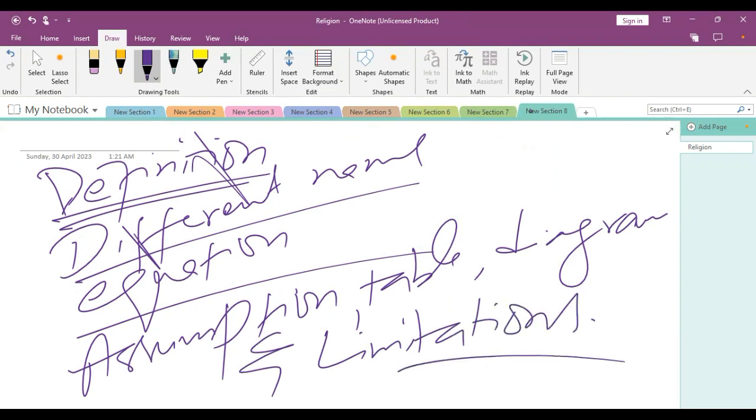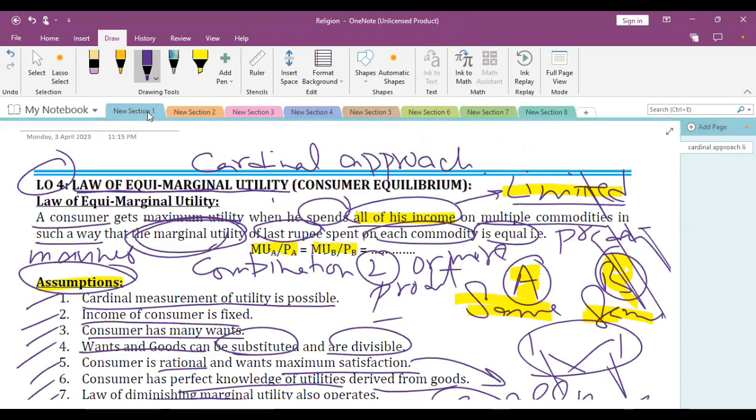Let's meet in the next class with the practical significance of law of equi-marginal utility: why we have been taught this topic, why we need to study this topic, and where this topic can be used in our practical life. Let's meet in the next class with the practical significance of this topic.